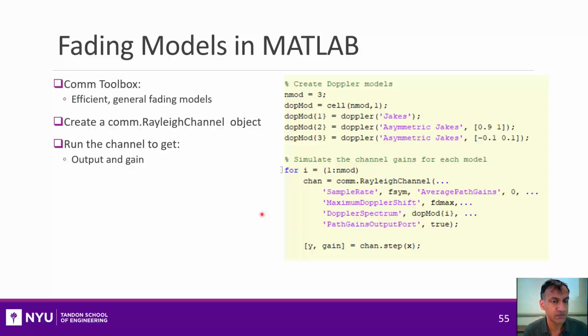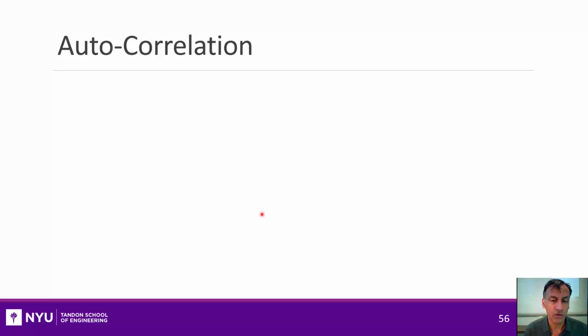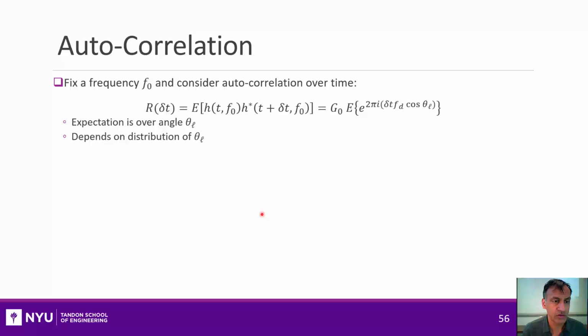faded output. All right, let's go and look a little bit more at this autocorrelation function, which I mentioned. So what I said here, if you look at the Jakes model, for a fixed frequency, this autocorrelation over time is given by this expectation. And it depends on a few things. It depends on the time difference of the points that I'm looking at. It depends on the maximum Doppler. And it depends on the angle distribution of this theta L.